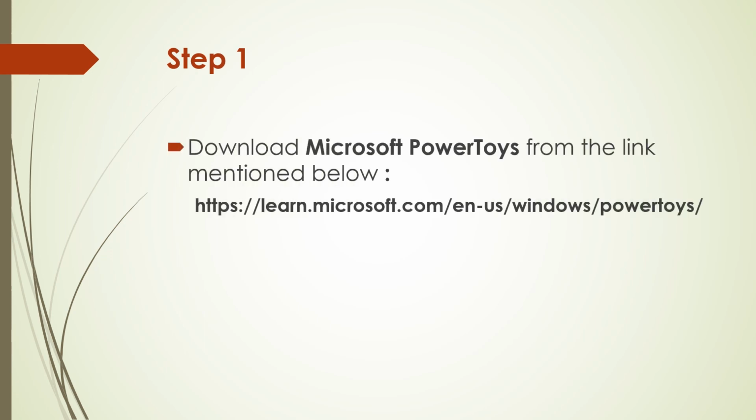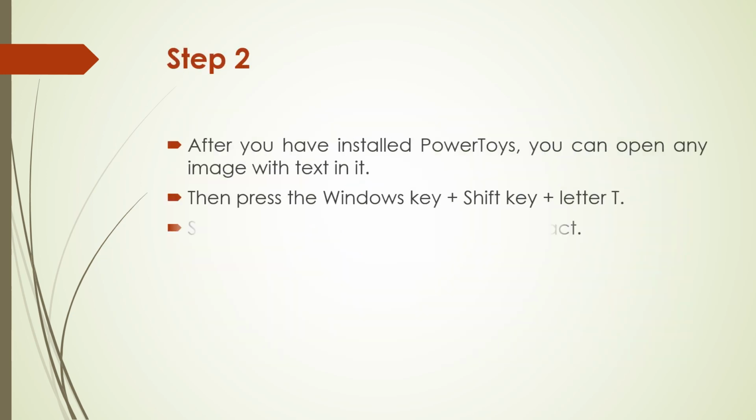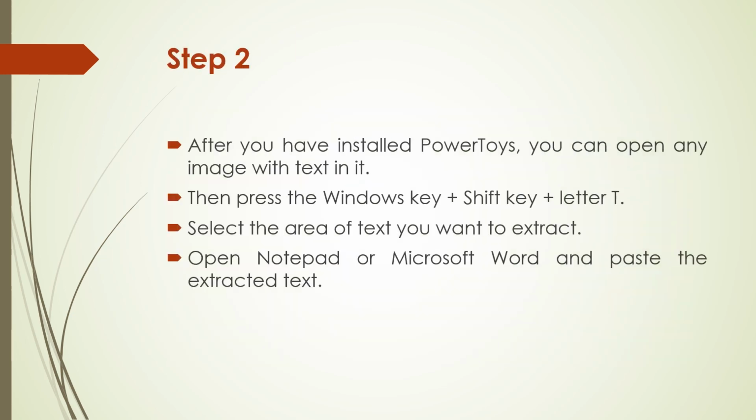To start, we first need to download the Microsoft PowerToys from the link mentioned below. After you have installed PowerToys, you can open any image with text in it. Then press the Windows key plus Shift key plus letter T. Select the area of text you want to extract. Open Notepad or Microsoft Word and paste the extracted text.